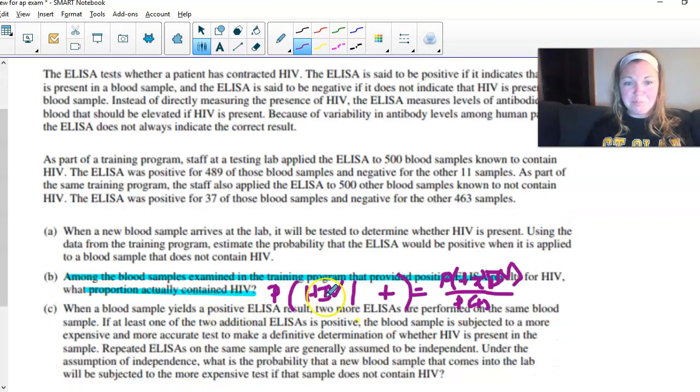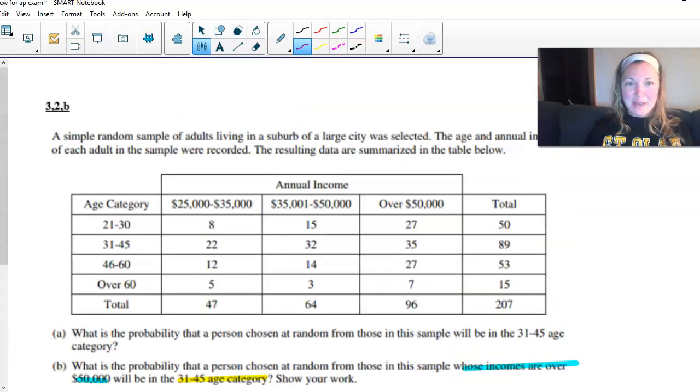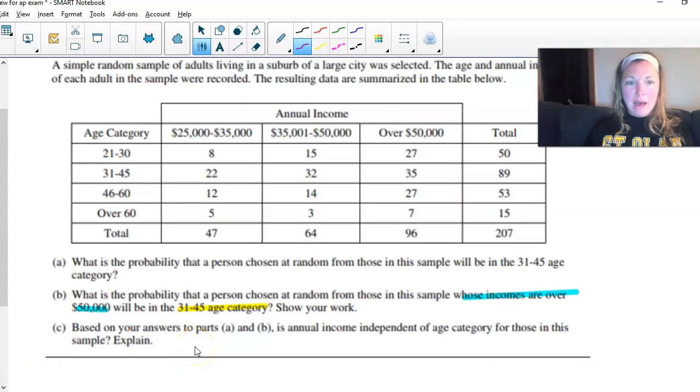if you need. Okay, I'm going to keep cruising, you guys. We're doing really great. I'm not going to do this one. This is just similar to the last one. It's another given one, but they don't state given. So, hey, this person's income is over 50,000, right? That's the given. What's the probability they'll be in the 31 to 45 age group?